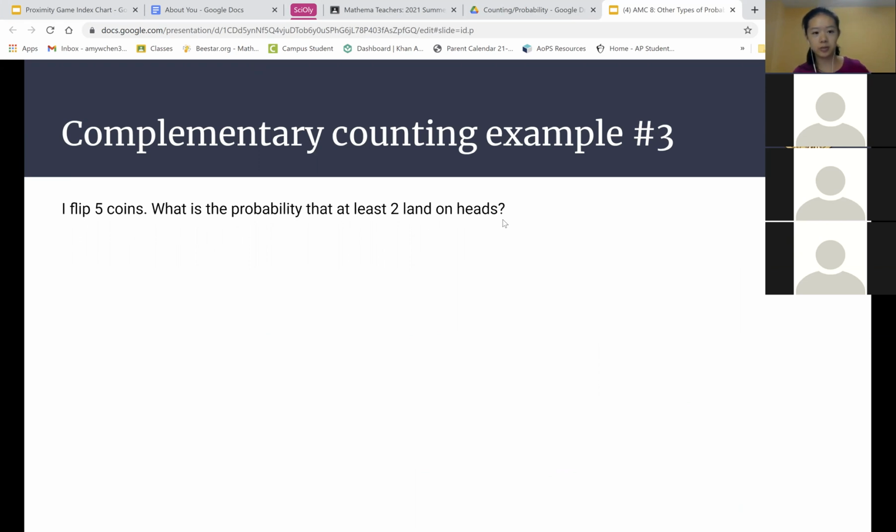Okay, one more example. I flipped 5 coins. What is the probability that at least 2 land on heads? So this is actually kind of similar to a problem we already had in this lesson today. However, the previous one said at most, but this one says at least. So I want you guys to try to do this, and I'll give you a couple minutes to work it out.